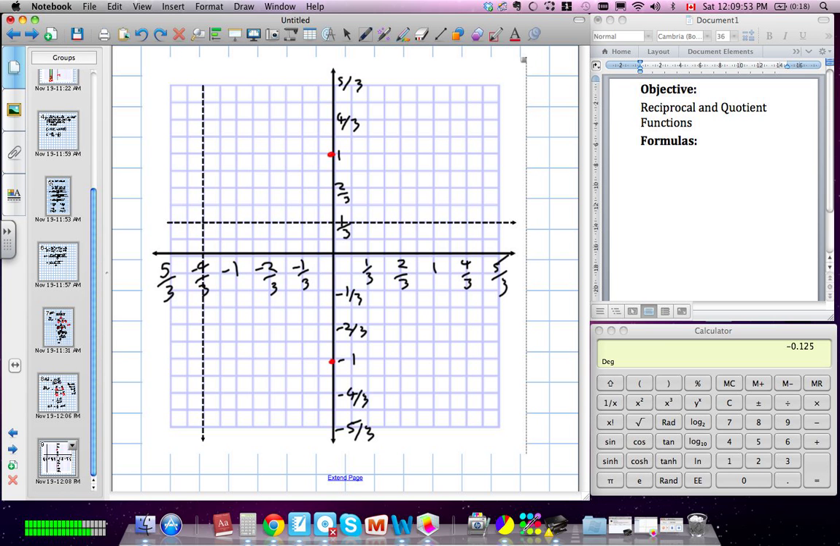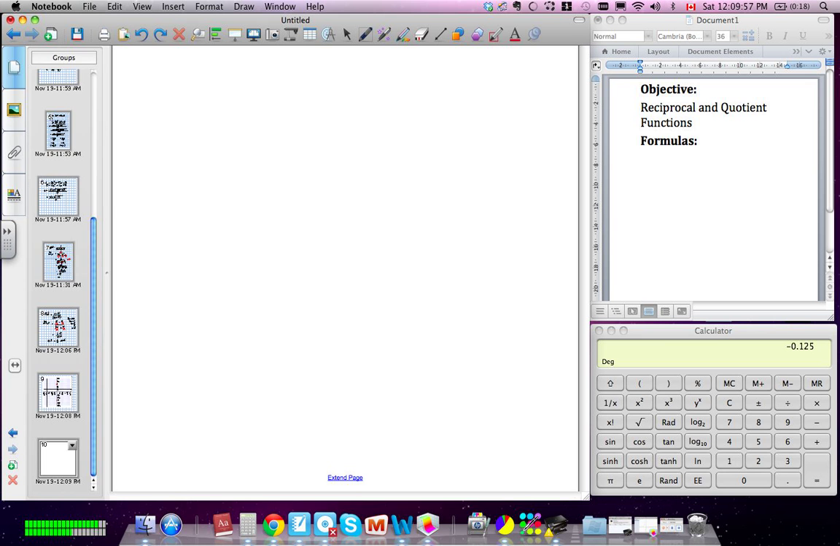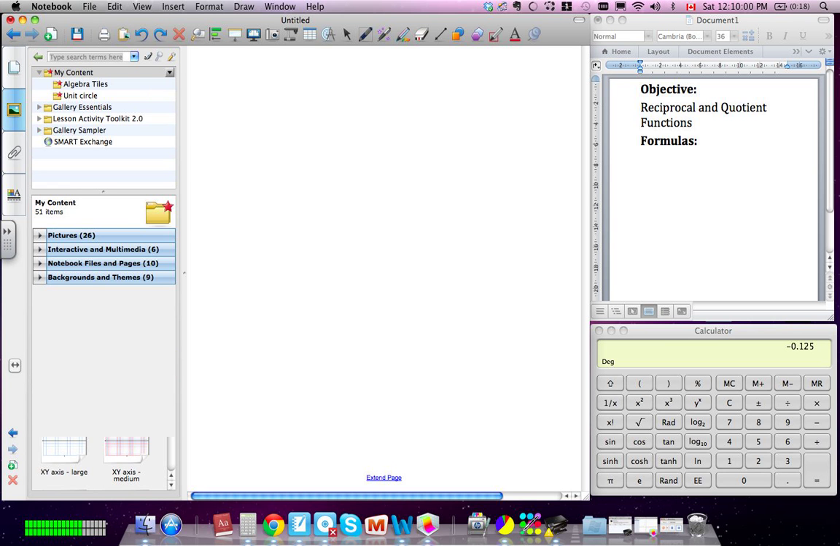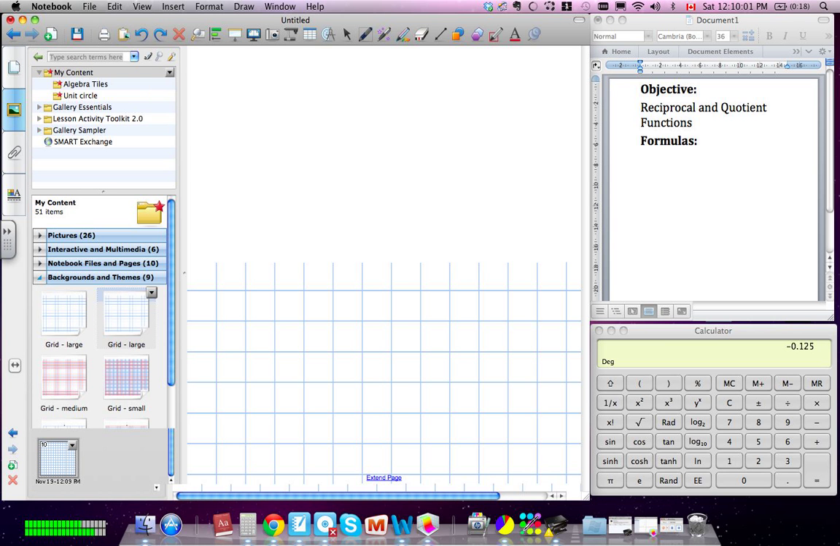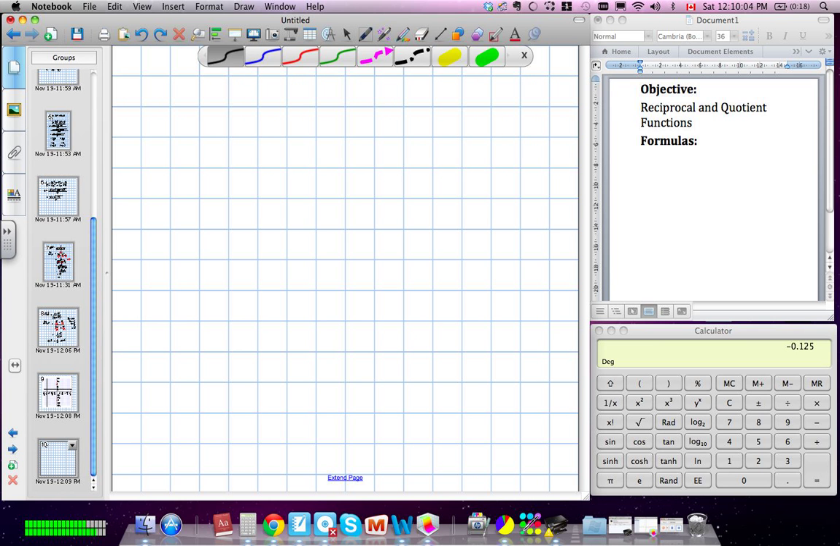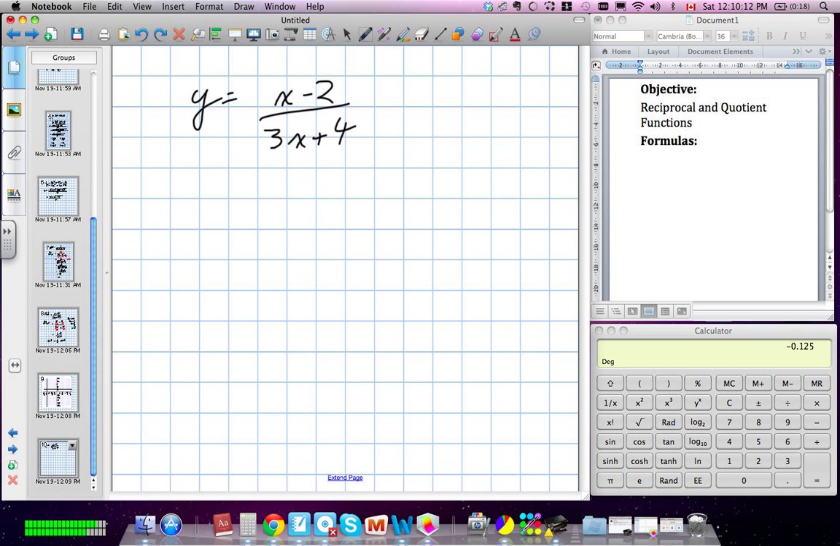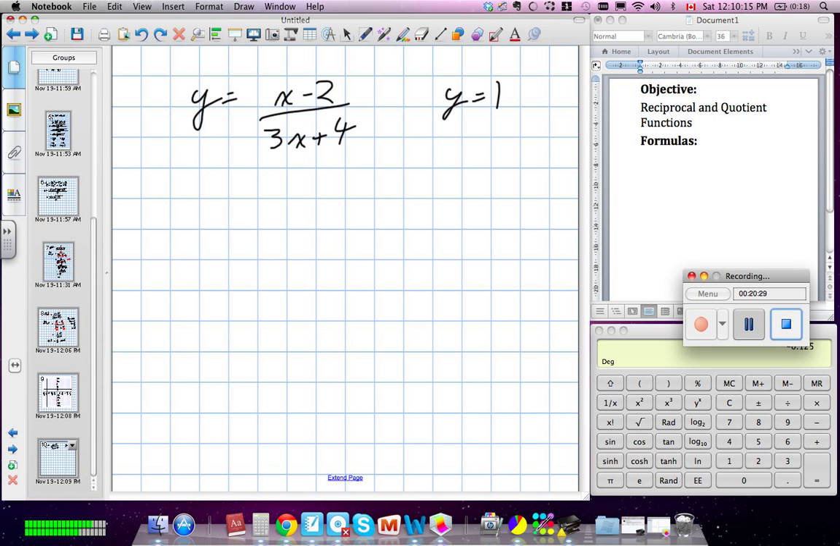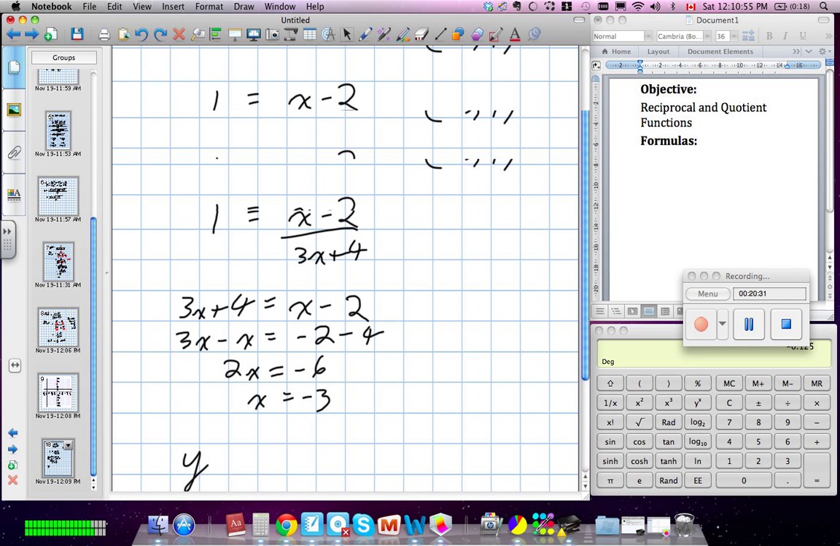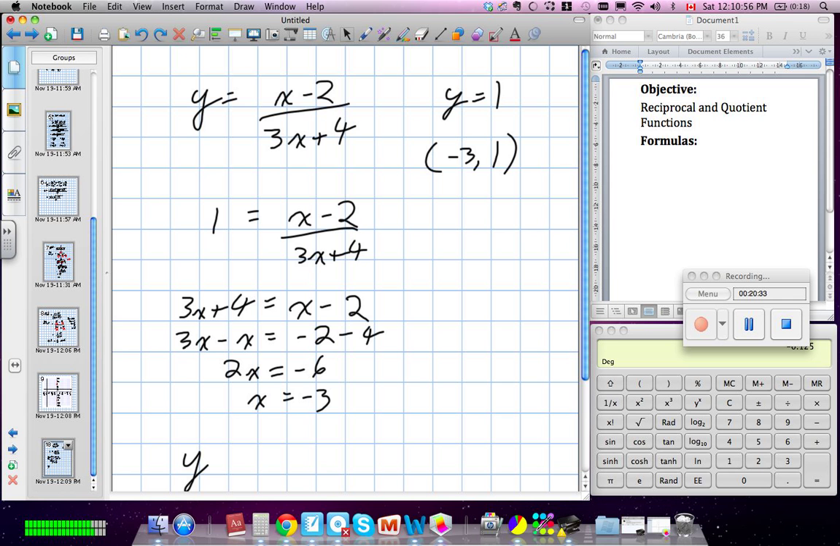So we go back to our original function, which was y equals (x minus 2) over (3x plus 4). So we set y equal to 1. We had our equation, we set y equal to 1, worked it out, our coordinate ended up being x negative 3, y 1. We're going to do the same thing with negative 1. I'll walk you through this one though.